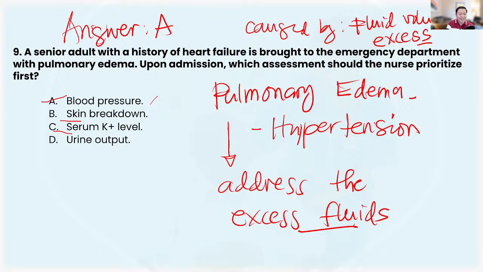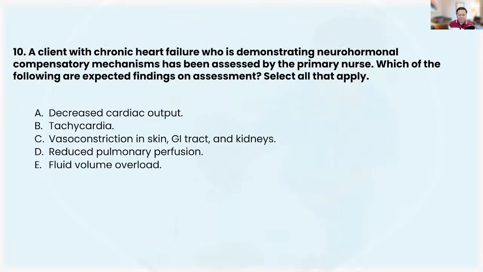The urine output, yeah, it's also important. Urinary output is one of the nursing interventions that we should be keeping an eye on. But again, the priority here that will be more critical for us to assess is the blood pressure. Okay, the urine output is also important, but it's not as high a priority compared to the blood pressure. Now let's move on to question number 10.